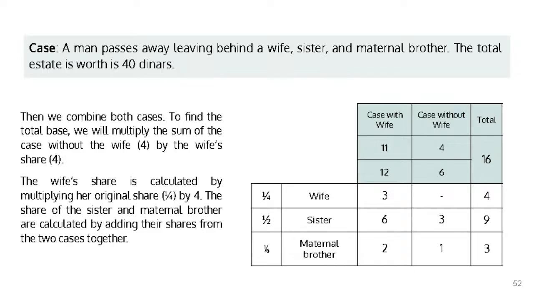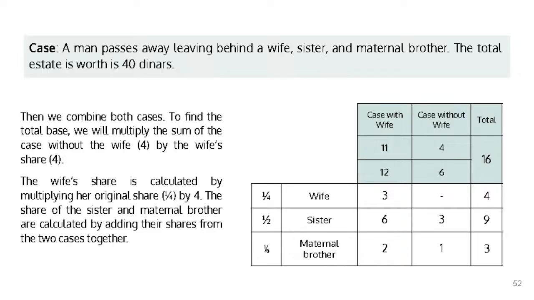Now with these 2 windows, what are we going to do? In order to get the total base, we take the new case without the wife. What's the new base? 4. Take that amount and multiply it by the wife's original share of 1/4, so 4 by 4 makes 16. I'm multiplying the new base without the wife by the original denominator of the wife's share. 4 is coming from the new base, and 4 because the wife gets 1/4. Together we get 16. And from there, we finish the case like normal.